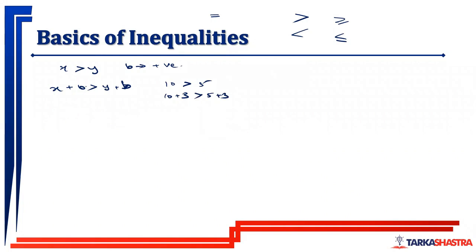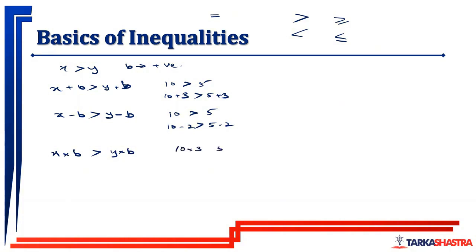If we subtract this positive value, x minus b, y minus b, still the inequality won't change its nature. Again, 10 greater than 5. If I do 10 minus 2, 5 minus 2, the inequality does not change its nature, it remains as it is. If I multiply by this positive value, still the inequality does not change its nature. 10 into 3, 5 into 3: 30 is still greater than 15.